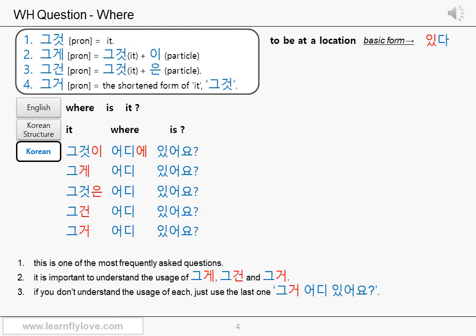First of all, you need to make the 그것이 part simpler. The shortened form of 그것이 is 그게. 그게 already contains the particle 이 as well, so no need to add a particle again. And let's get rid of the location particle 에 from "where" too. So 그게 어디 있어요? This is the perfect question you can use when you ask about the location of a place.